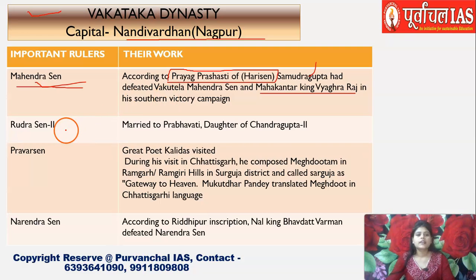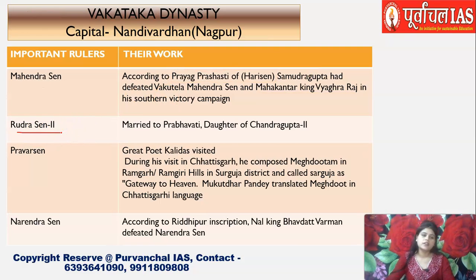Okay. Then Rudra Sen. The important thing to know about him is that he married Prabhavati. Now, who is this Prabhavati? Basically, Prabhavati is the daughter of Chandragupta II. This Chandragupta II is the ruler of the Gupta dynasty. We will also see the Gupta dynasty a little later. So, Chandragupta II belongs to the Gupta dynasty. Even Samudragupta belonged to the Gupta dynasty. Through this, you can understand that the Vakataka and Gupta were contemporary dynasties in that period. So, Rudra Sen was married to Prabhavati, the daughter of Chandragupta II.